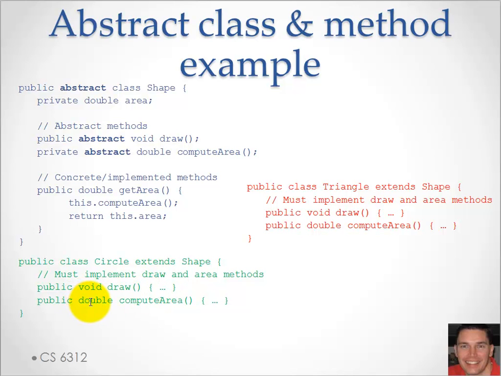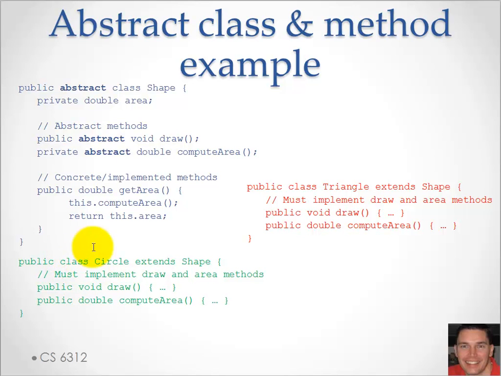And then public double computeArea, I would have to put in the actual lines of code in the method body here. So what this does, when the Circle extends Shape, because they're declared as abstract, it forces me to implement them down here. Now if I did not implement those and I got rid of the method body and just put a semicolon, then it would force me to declare the Circle class as an abstract class.